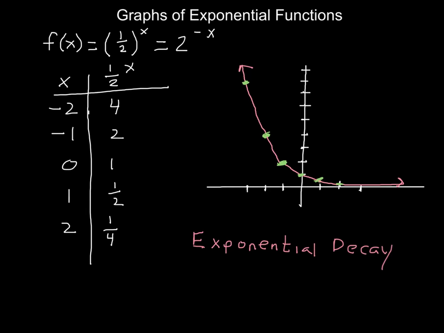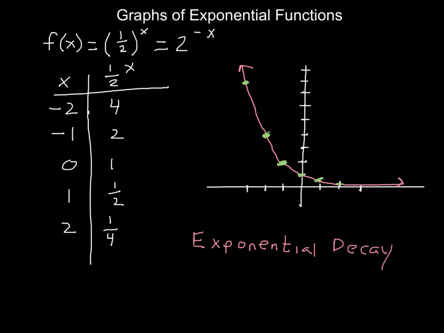Now, when I plot those points, when I put in -2, I got 4, so I got this point here. When I put in -1, I got 2. When I put 0 in, I got 1. When I put 1, I got 1/2, and then 1/4. Now, I also went through and put in -3, and when I put in -3, I would get a +8.